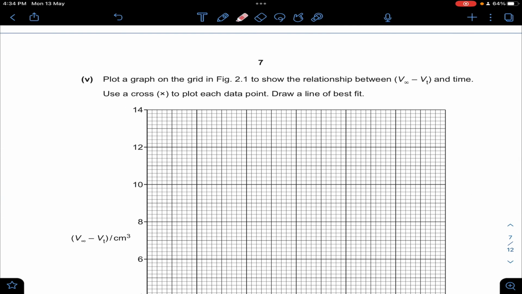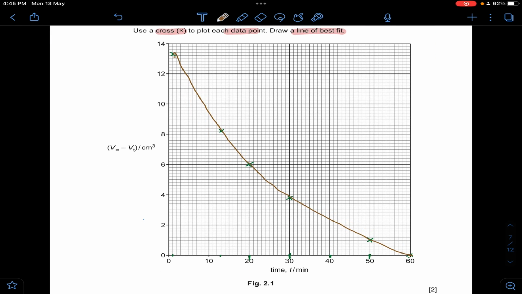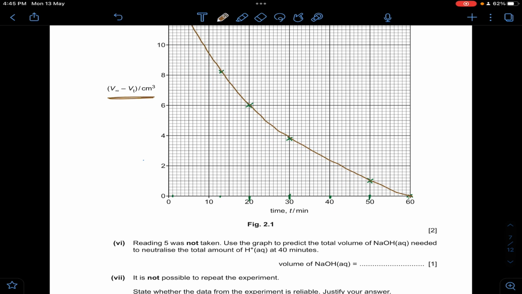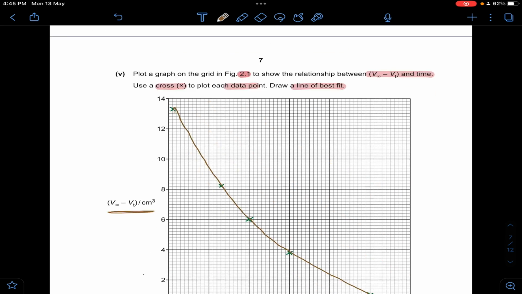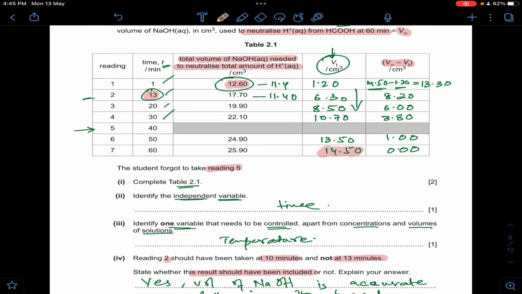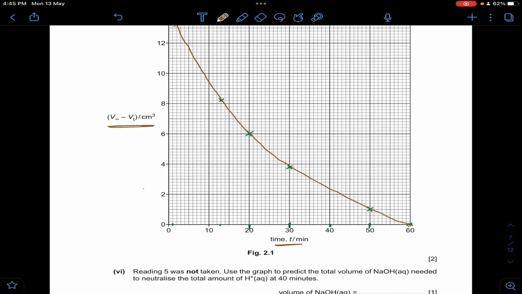Plot a graph on the grid in figure 2.1 to show the relationship between V infinity minus Vt and time. Use a cross to plot each data point. Draw a line of best fit. So these are the points we have plotted, right? On the y-axis we have V infinity minus Vt, and on the x-axis it is time taken in minutes. So V infinity minus Vt is the last column, and time is 1 to 60. So this is the line of best fit.